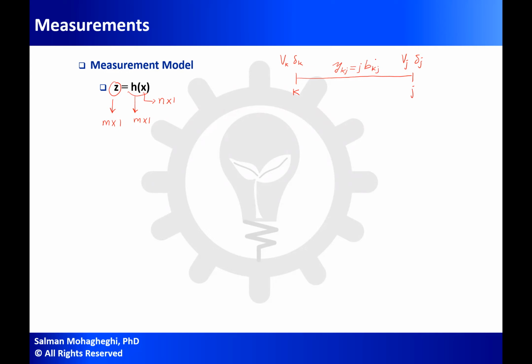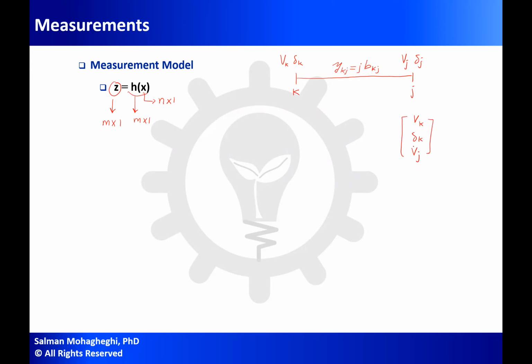Now imagine my states are, let's say, VK, delta K, and VJ. In this particular example, I don't include delta J as a state because you would have to set one of those angles as a reference. So I'm assuming here that delta J is 0, so delta K is going to be measured with respect to that.